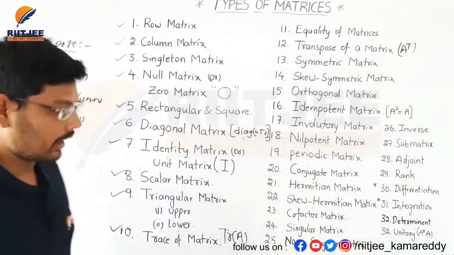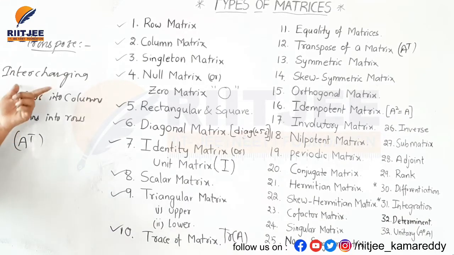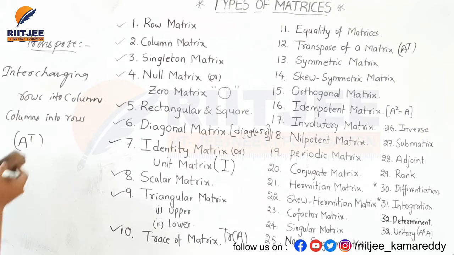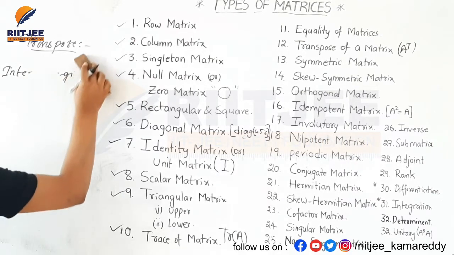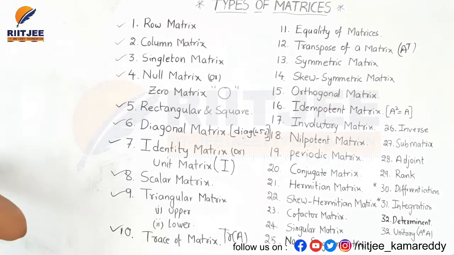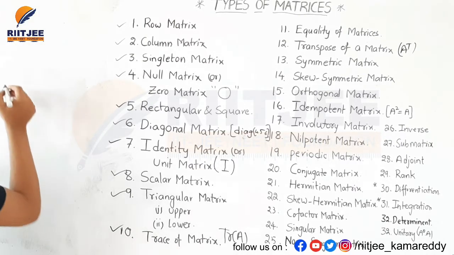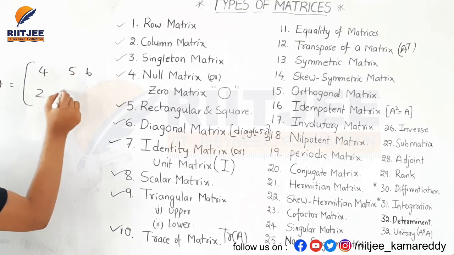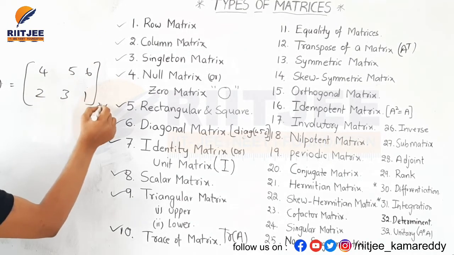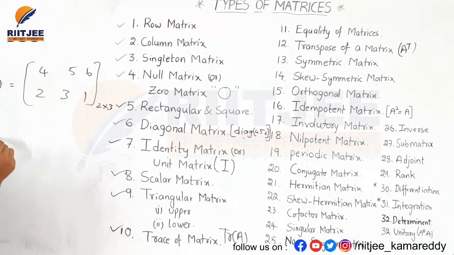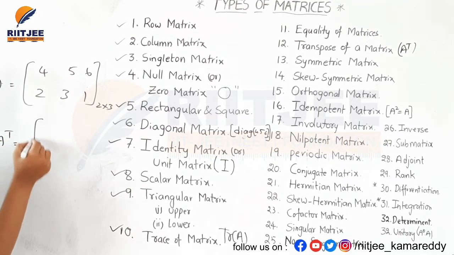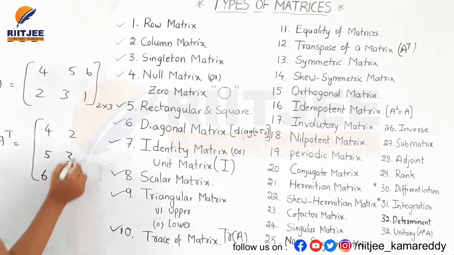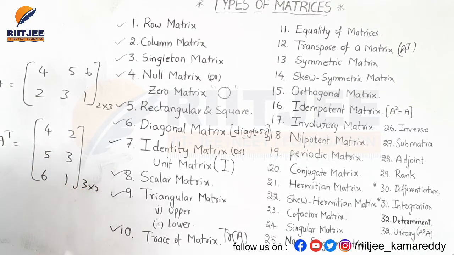Any matrix here, A or B, anything. So interchanging of rows into columns or columns into rows is called transpose of a matrix. It is denoted by A to the power of t. Let us see one example of transpose of a matrix here. I am taking 4, 5, 6, 2, 3, 1. This is a matrix of order 2 by 3, and transpose of this matrix, A power t, is equal to 4, 5, 6, 2, 3, 1, of order 3 by 2.